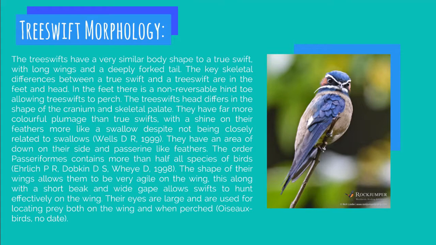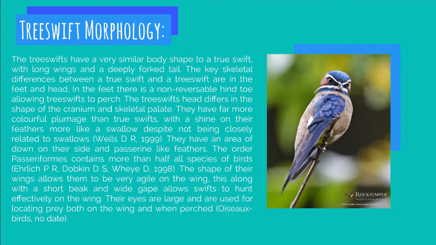They have far more colourful plumage than true swifts, with a shine on their feathers more like a swallow, despite not being closely related to swallows. They have an area of this down their side and passerine-like feathers. The order Passeriformes contains more than half of all species of bird.